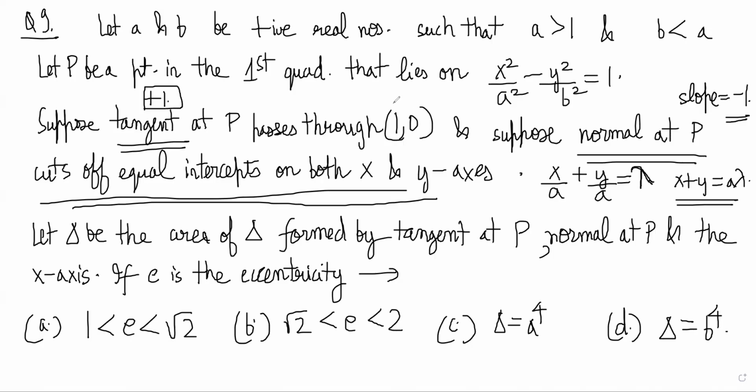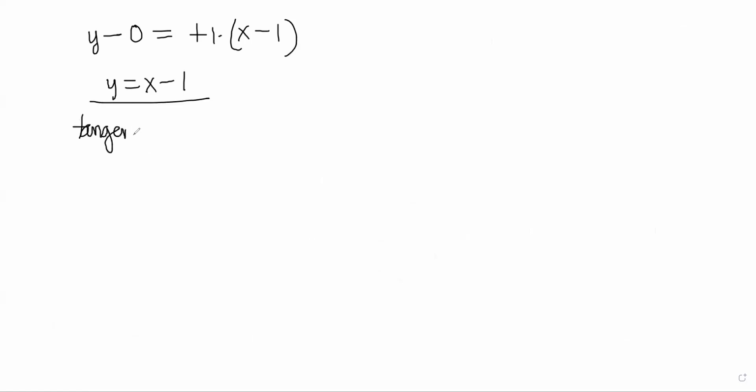And the tangent passes through 1 comma 0, so you will get the equation of the tangent directly. The equation of the tangent will be y minus 0 is equal to +1 into x minus 1. So y is equal to x minus 1 is the tangent line. How did we get this? Because we got the slope of the normal as -1.